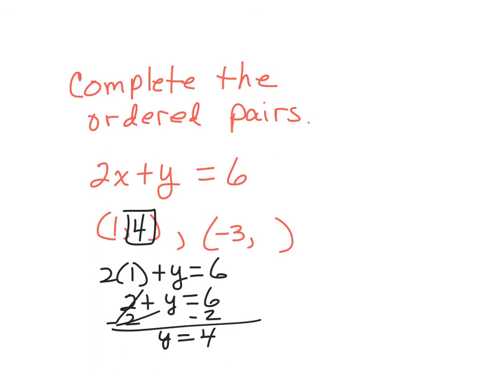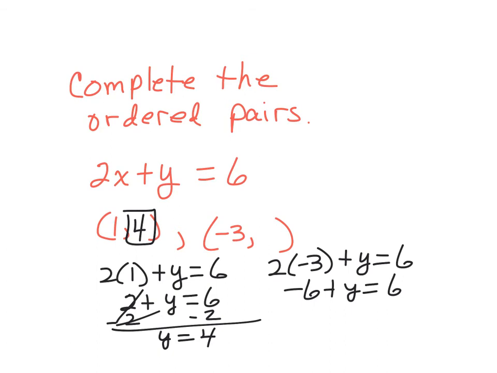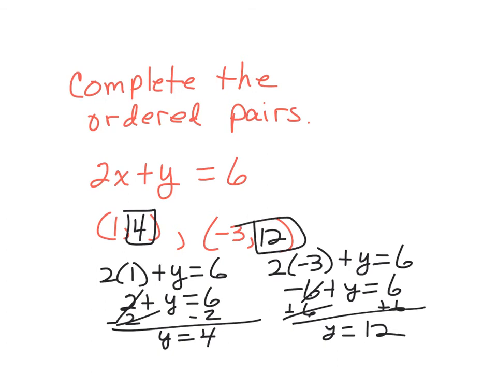Okay, so for when the x is -3, I'd have 2 times -3 plus y is equal to 6. -6 plus y equals 6. What's next? Add 6 and get y equal to 12. So to complete that ordered pair, y would have to be 12.